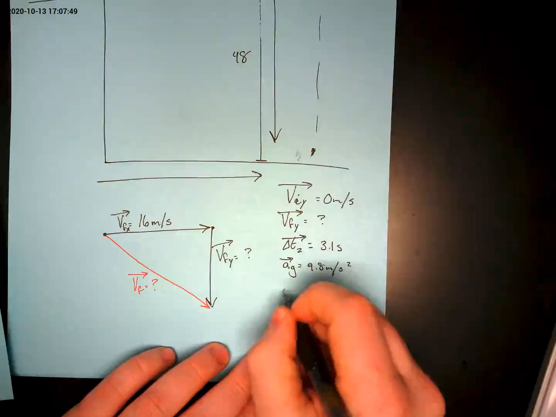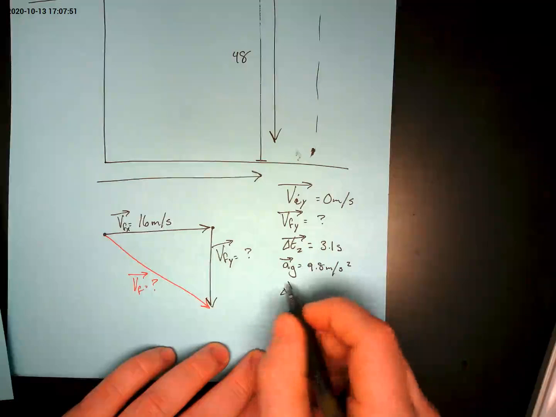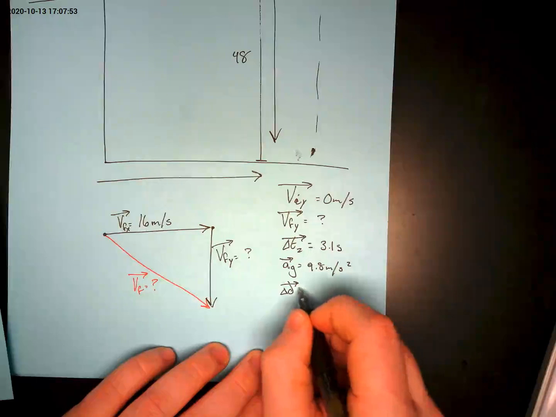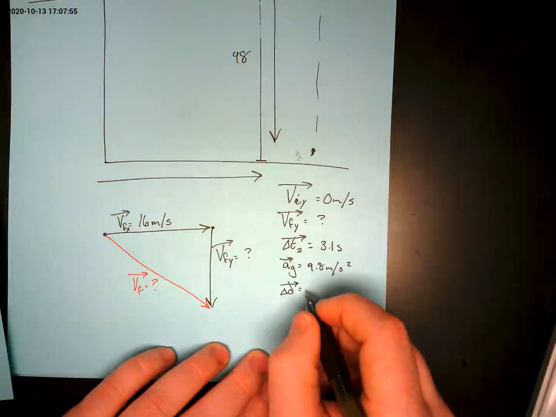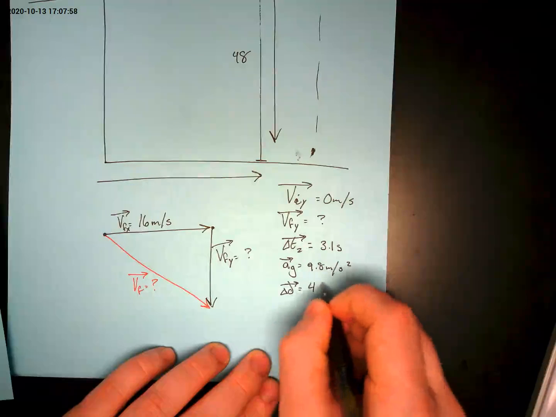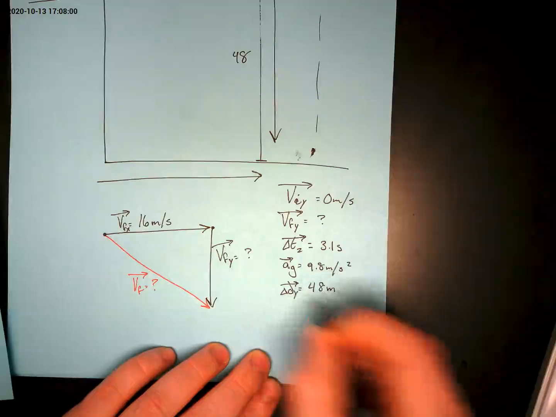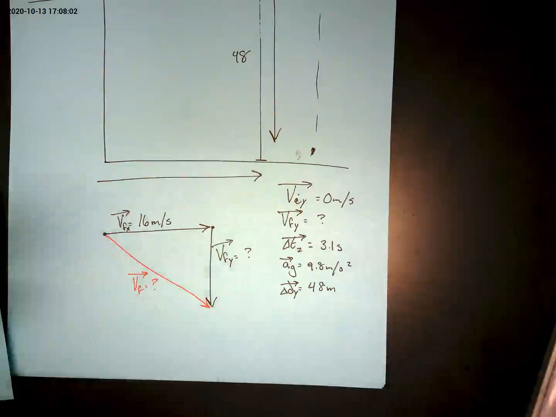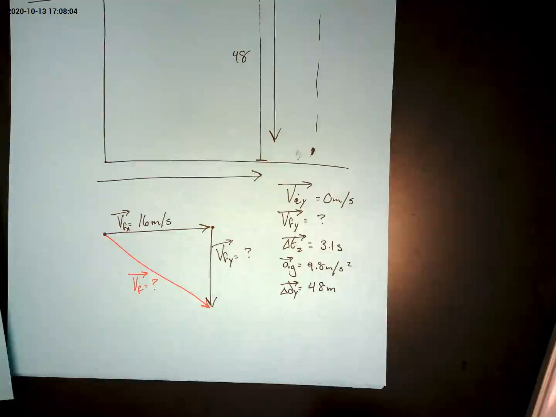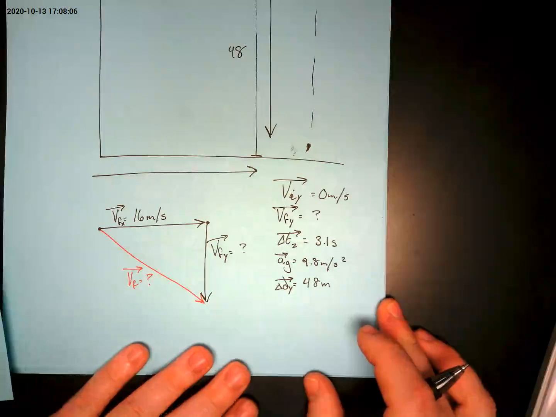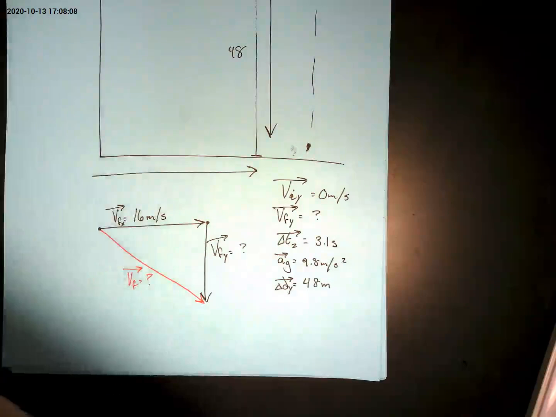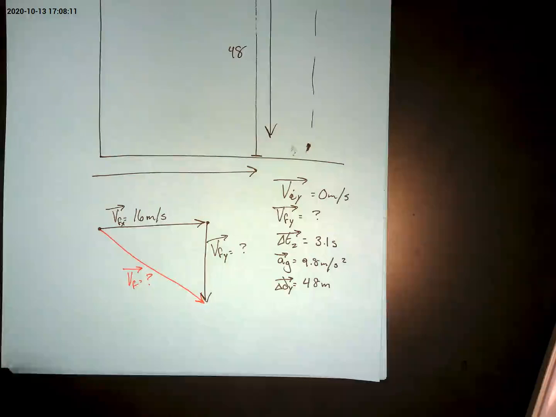Well, sorry, we need a little bit more. We really don't, but it helps. We also have displacement. Displacement is going to be 48 meters in the y direction. So now we're bringing everything together. Everything we've solved for, we're putting it all together. So now to solve for this, again, there are a number of ways that we could solve for this.